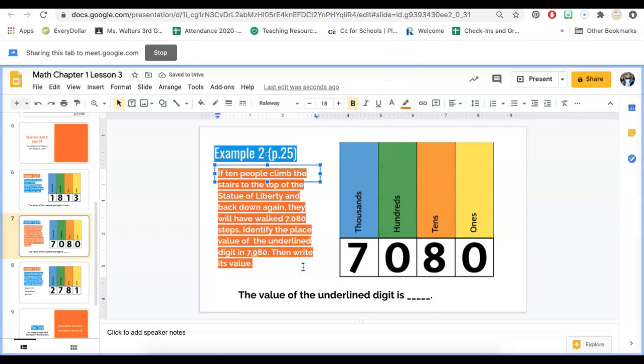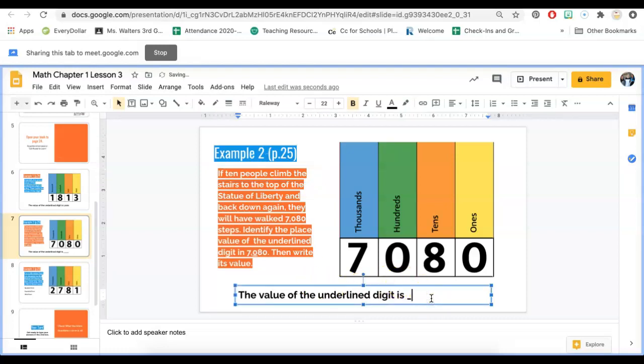So the underlined digit is 0. Okay, it is in the hundreds place. Its value is 0, which means there are no hundreds at all. When 0 is used in a number, it's sometimes called a placeholder. So that one is a placeholder, and the value of it is 0. The value of the underlined digit is 0.